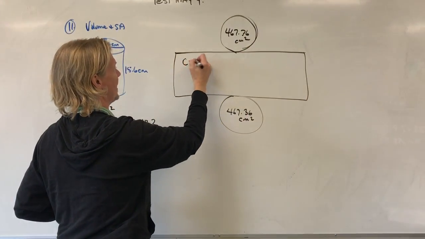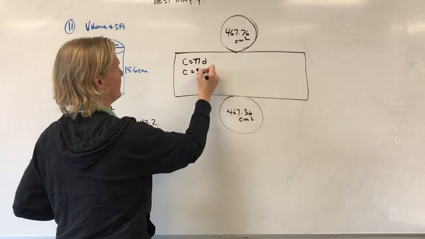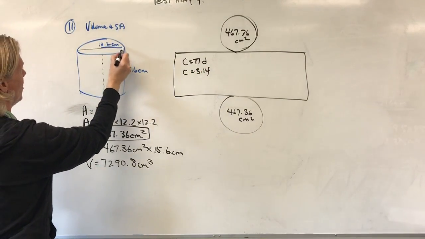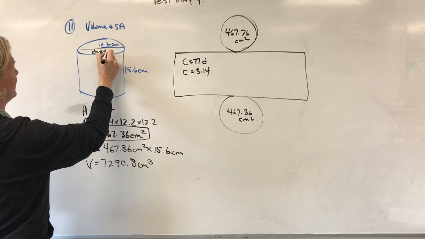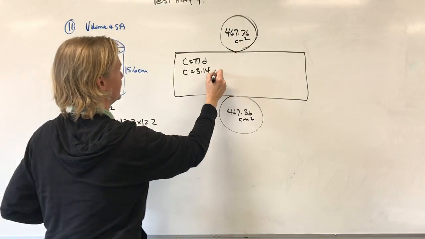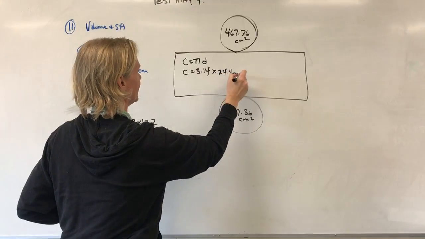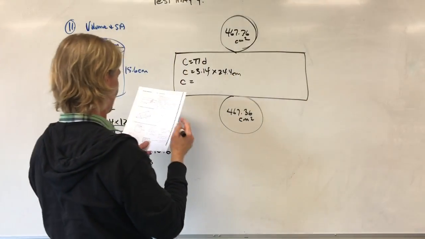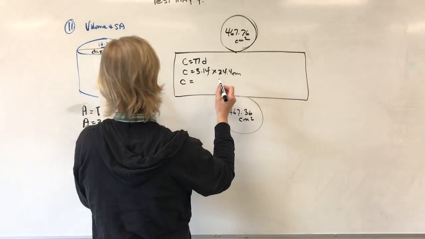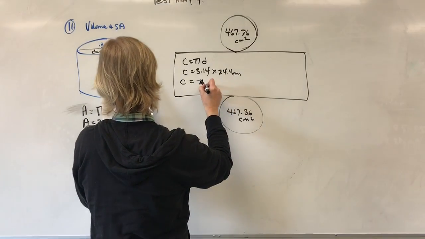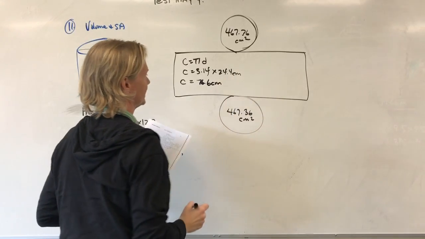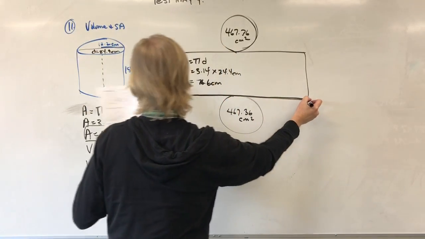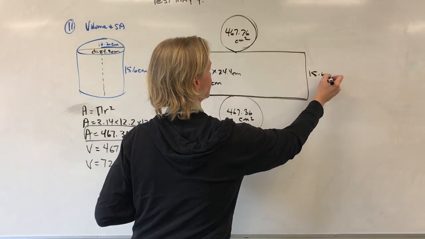So circumference equals pi times diameter, 3.14. Now, I know that the radius is 12.2, so that means the diameter all the way across needs to be 24.4 centimeters, times 24.4 centimeters, okay? So the circumference of this, let me make sure I got it right here, is 76.6 centimeters, okay? That is the distance across here. That'll be the base. The height of this, we already know, is 15.6 centimeters.